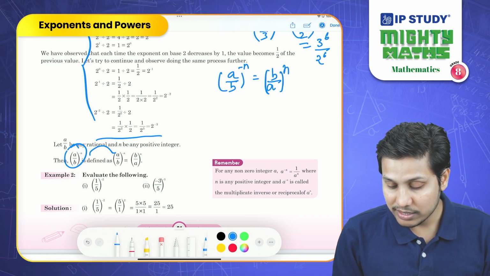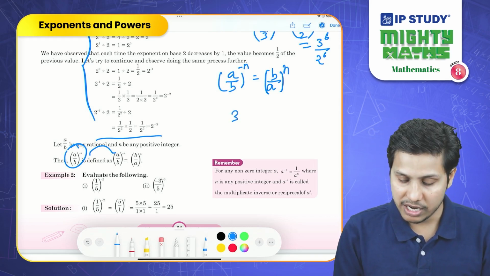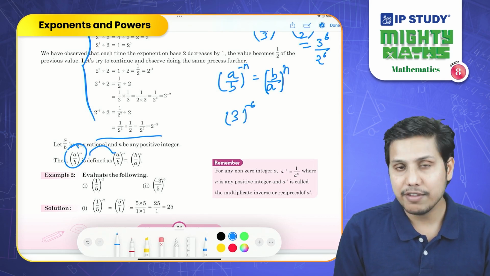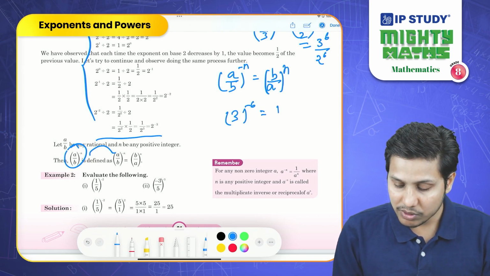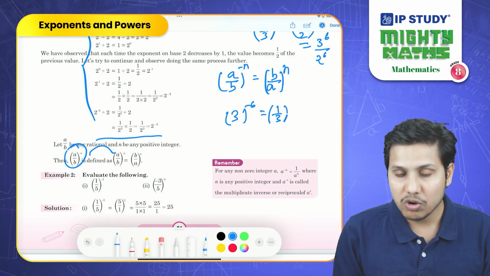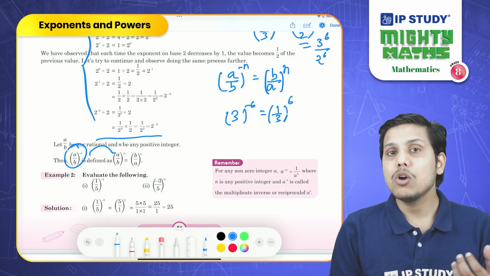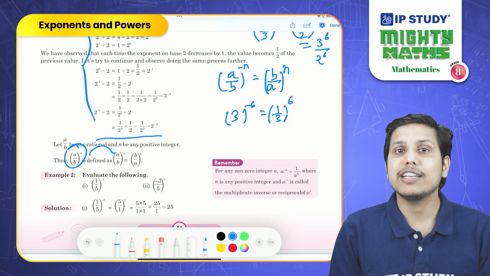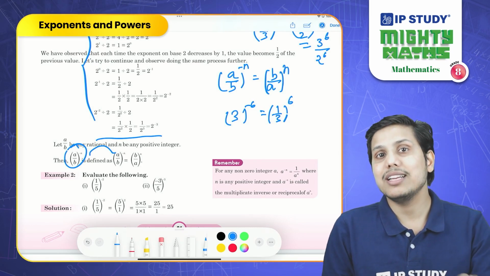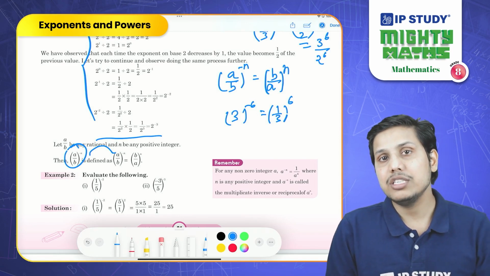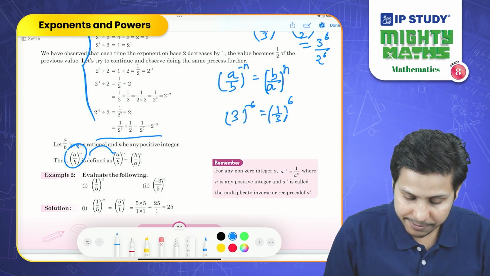But students, suppose we have a number where there is no denominator, like this one. If there is no denominator, it means the denominator is 1. So we can take the reciprocal of the base as 1 over 3 and write the exponent as 6. This will be quite easier to deal with, by converting the base into its reciprocal and then changing the negative exponent to the same value of positive exponent. Clear?